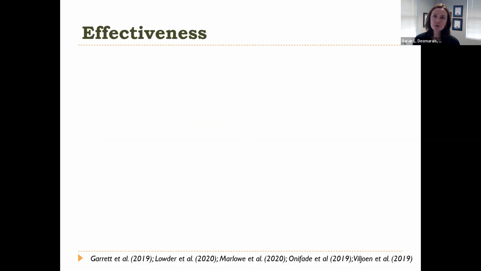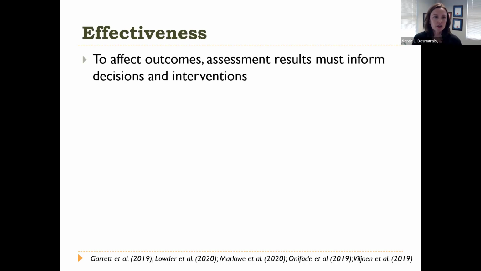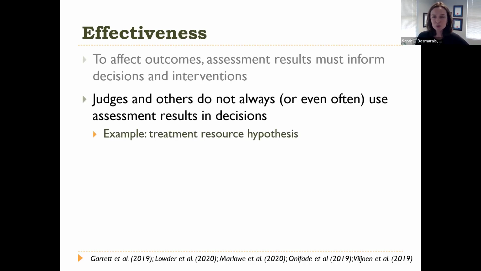All right, so remember the third point was about effectiveness. So how is it impacting decision-making? Are we seeing more people incarcerated, more people detained, and more people hospitalized? So one of the things that we have to remember, and I'm going to come back to you all in the final section of today's presentation, is that it's not enough to do the assessment. You have to actually use the assessment results, right? So you have to actually use the results to inform decisions and interventions. Well, what do we know about judges and other decision makers? They don't always use those assessment results. They often ignore those assessment results.